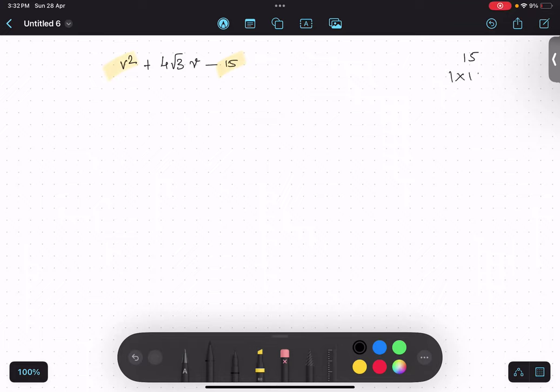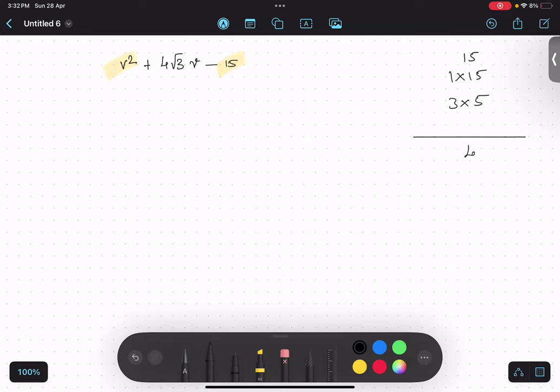1 into 15. 2 into 15. 2 nahi hoga, 3 into 5. And there is no other number by which we can factorize. Yes or no? Yes. But the thing is, in the middle, there is a root.